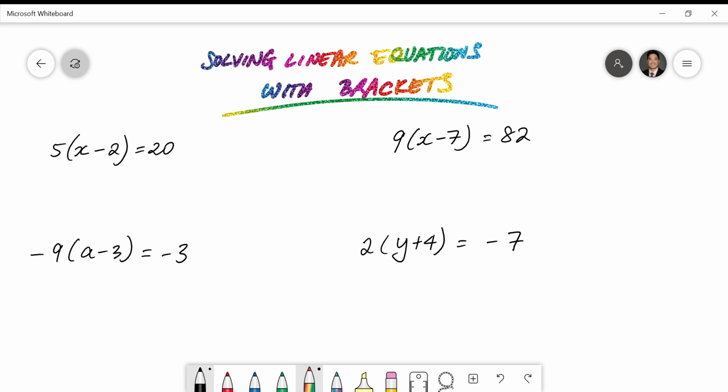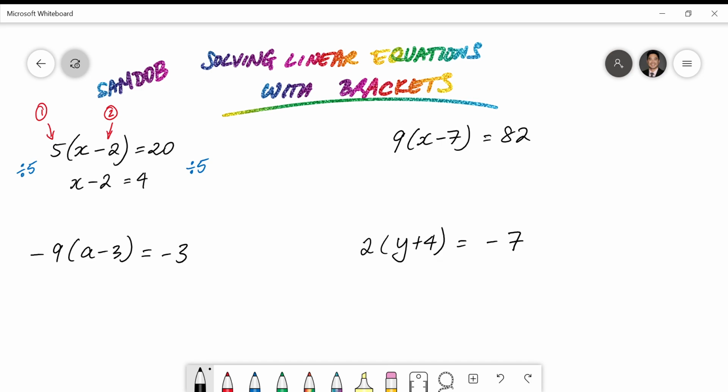I'll just put SAMDOB here as a refresher. We want to eliminate the 5, so that is going to be our first step, and then our minus 2 is going to be our second step. To get rid of the 5, we're going to divide both sides by 5. So 20 divided by 5 is 4, and we have x minus 2 left. So x minus 2 is equal to 4.